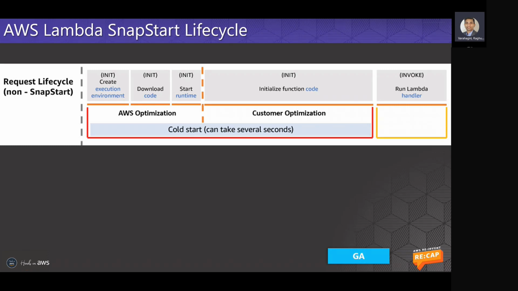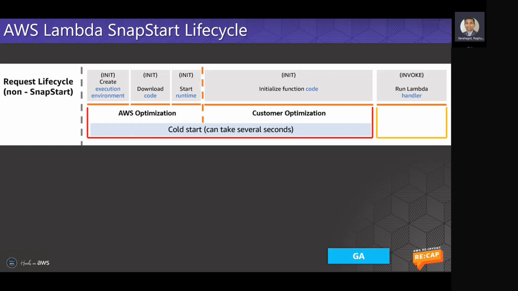If there is no pre-warmed environment ready to execute that code, you start with creating that execution environment, you download code, and there is a runtime related startup or initiation that happens. And then there is initialization code inside your own Lambda function that is run before your Lambda handler portion runs, right? So all of that usually takes a long time.